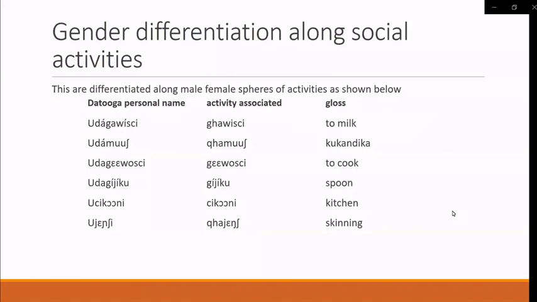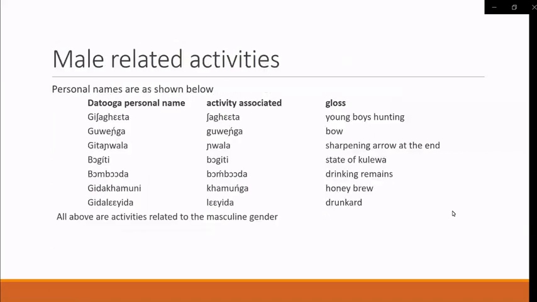Again, we have social activities. There are some social activities that are specific for women. For instance, milking, to smear a house with mud, to cook, a spoon, a kitchen, and skinning. These are female-related activities, and it's only female newborns that can be named from these activities. So these are evidence of categorizing things according to each gender's sphere of activities.